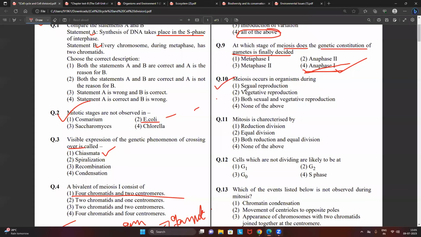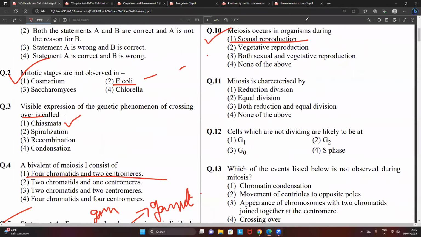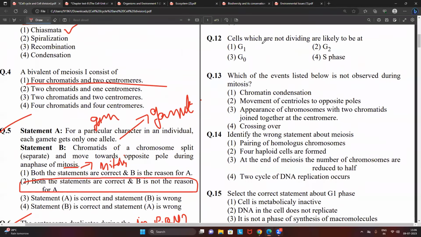Question number 10. Meiosis occurs in an organism during, meaning when does it occur? The question is when. Obviously, we know that it will occur during the sexual reproduction time. Good, that's a direct question. Mitosis is characterized by equational, leave it. Question number 12. Cells which are not dividing are likely to be at. We all know that they will be present at the G0 phase, friends, which we generally call the quiescent phase. Correct? A simple one.